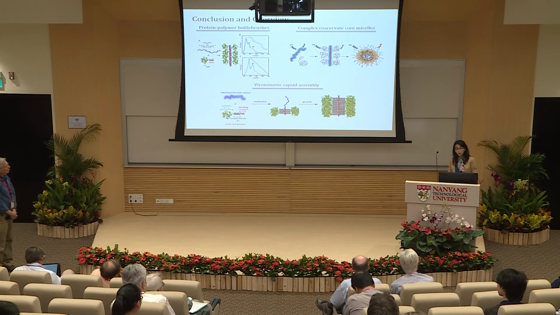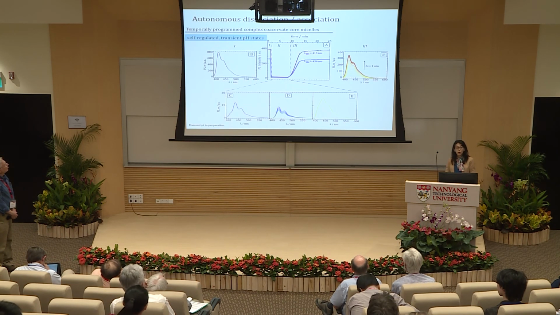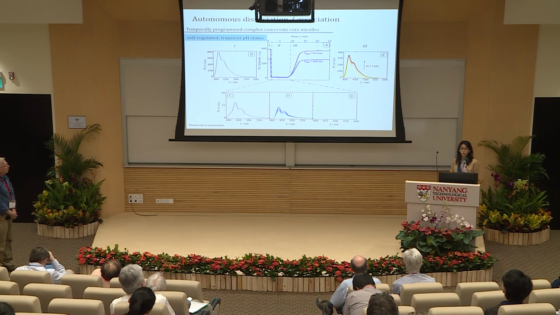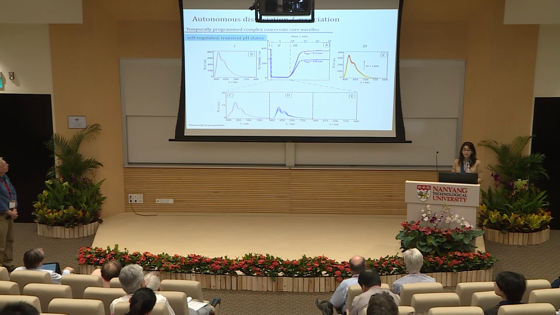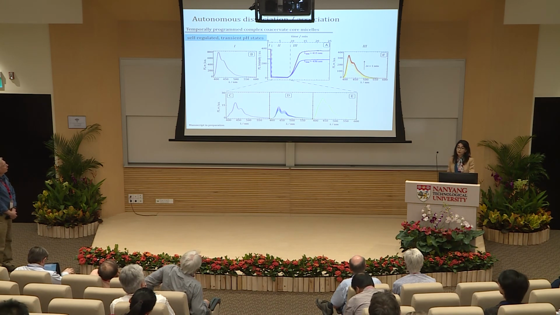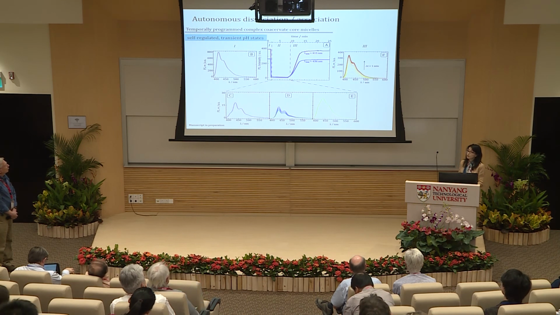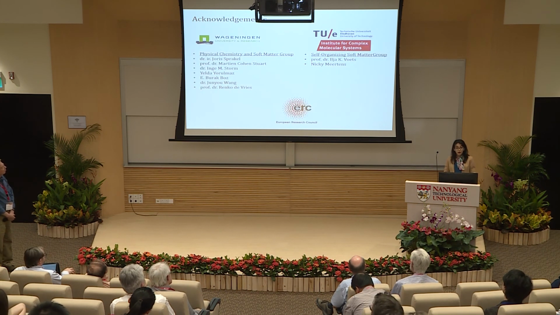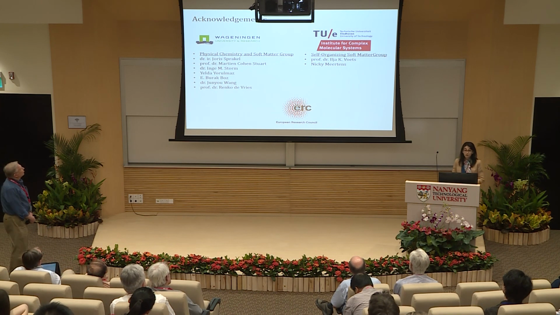So where this work goes is actually more autonomous and dynamic systems. For example, current work is ongoing in the complex coacervate core micellar systems, but this time it is temporally programmed to go through self-regulated transient pH states, in which we use these sensors as a pH sensor instead of for the conformations.